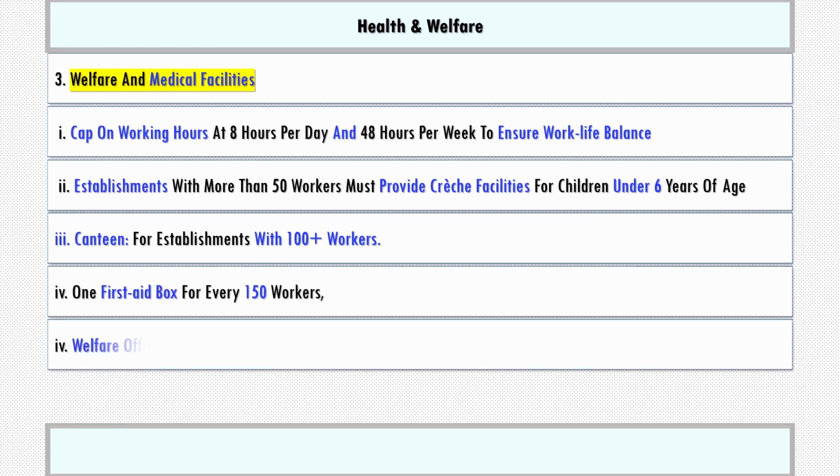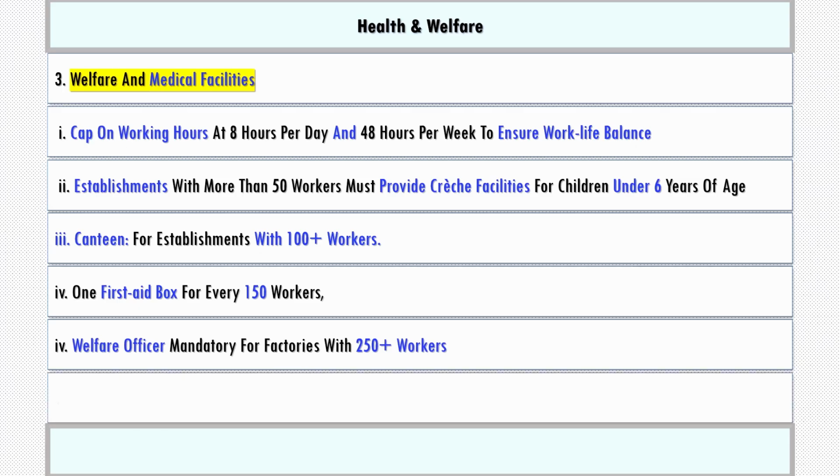Appointment of welfare officer mandatory for factories with 250 and more workers, and ambulance rooms mandatory for factories with 500 and more workers.